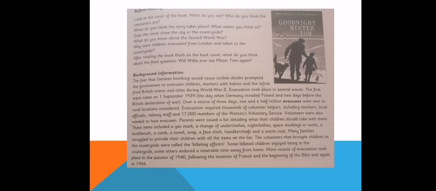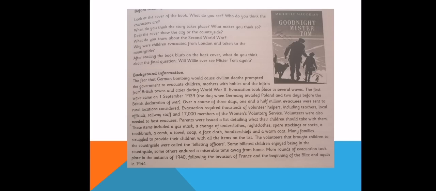Volunteers were also needed to host evacuees, and by hosting them, we mean welcoming them into their homes and keeping them safe for a period of time. Parents were issued a list detailing what their children should take with them. These included a gas mask, a change of underclothes, night clothes, a pair of stockings or socks, a toothbrush, a comb, a towel, soap, a face cloth, handkerchiefs, and a warm coat. So very, very basic things. So I'll give you an idea of what they were allowed to take with them, which was not very much.